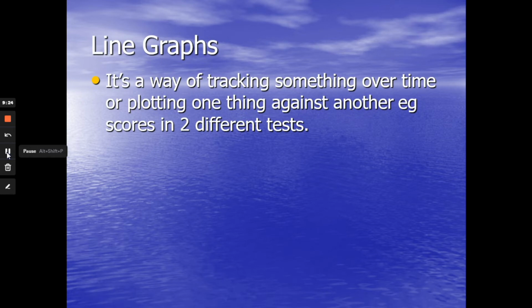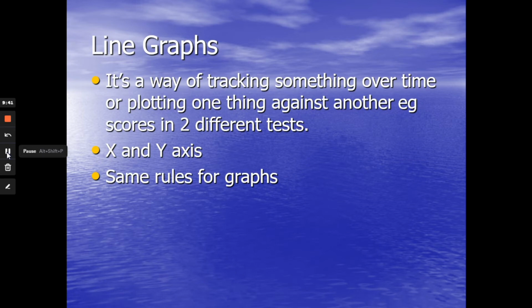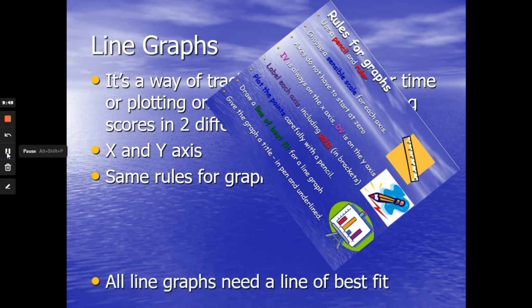Okay, well done. So now we're going to move on to something called line graphs. A line graph is a way of tracking something over time or plotting one thing against another, for example, two scores in two different tests. They all have X and Y axes, and the same rules apply for these graphs as well. So use pencil, choose sensible scales, the exact same thing applies. The only difference is all line graphs need a line of best fit.